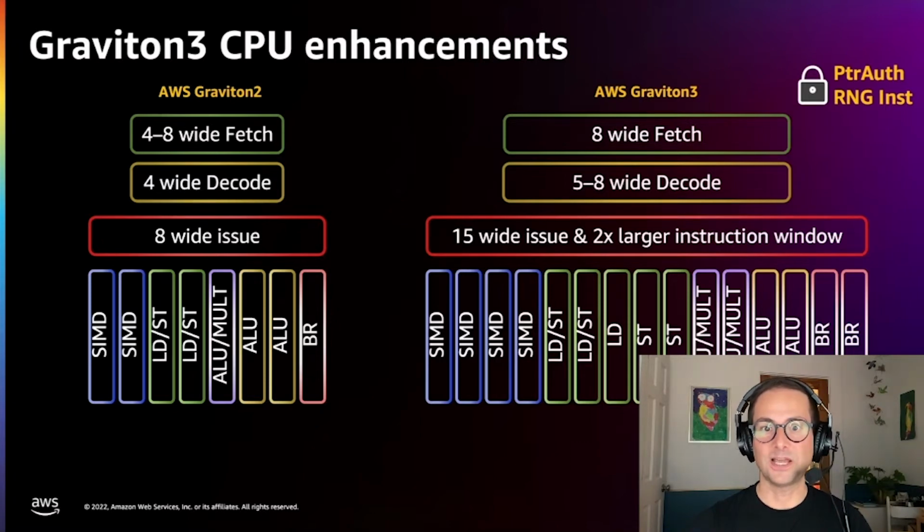We also doubled the number of load and store units to get faster memory access. We doubled the number of multiplication units, and that's what gives you the better cryptographic performance. And we have also added a couple of new enhancements, like pointer authentication that allows you to build better applications from a security standpoint. And we also added support for a hardware random number generator.